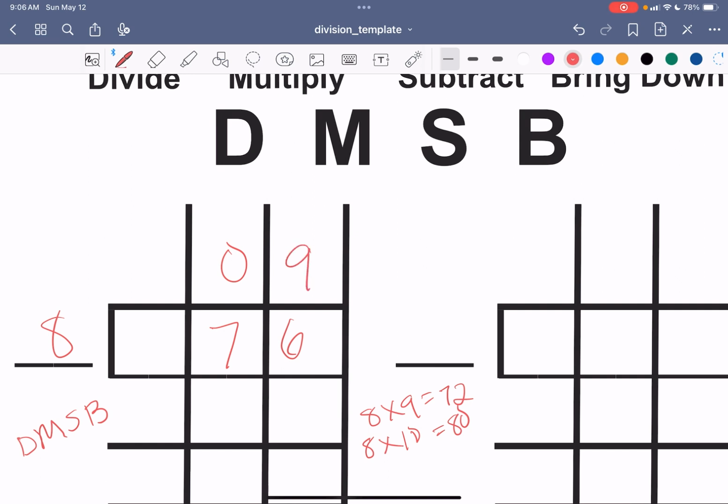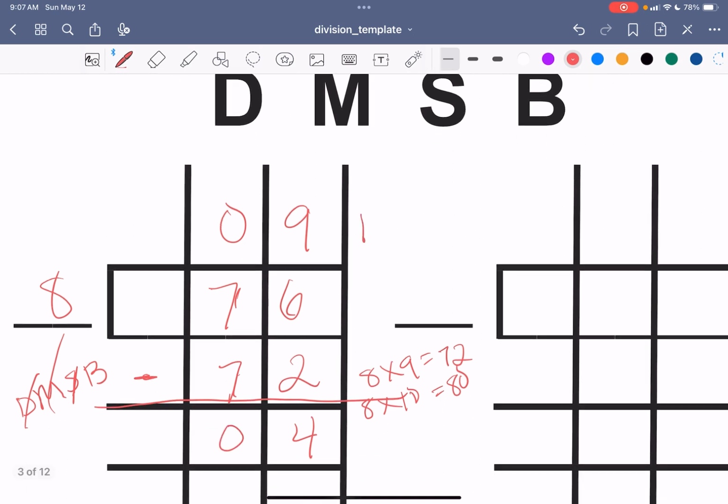So I did my division. Now I have to multiply. So 9 times 8 is 72. Now I have to subtract. 6 minus 2 is 4. And 7 minus 7 is 0. So I have a remainder of 4. So the final answer is 9 remainder 4.